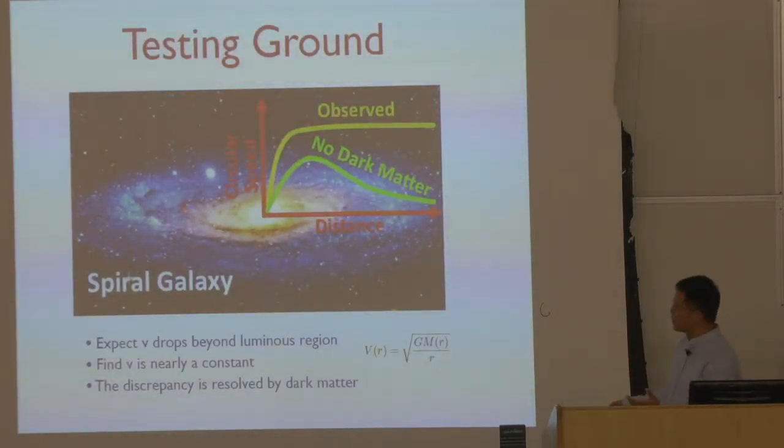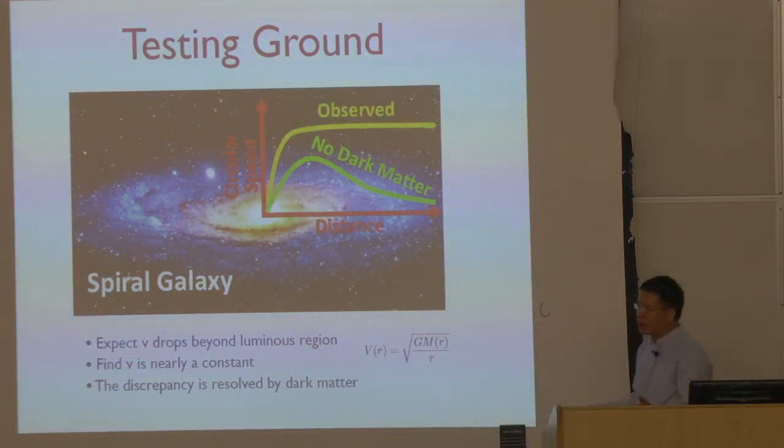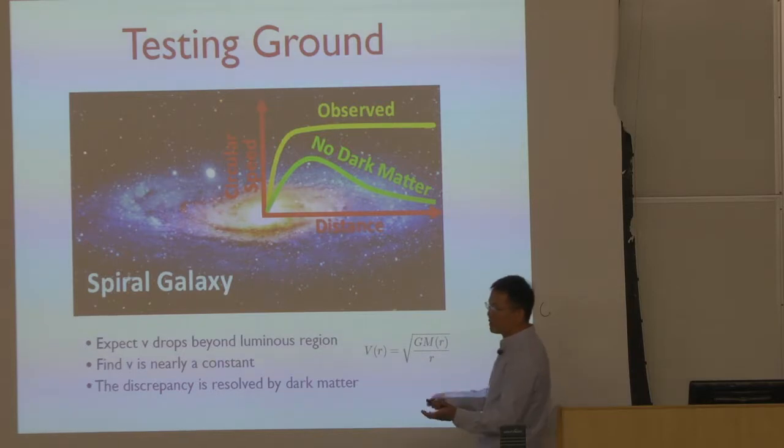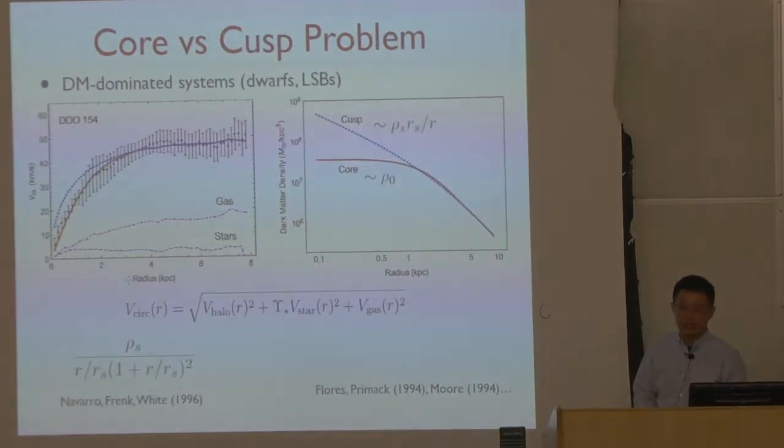What we're going to test is we're going to look at the galaxies. Because we do not detect dark matter directly, we're going to look at the motion of stars and gas particles to infer the dark matter distribution in a galaxy.